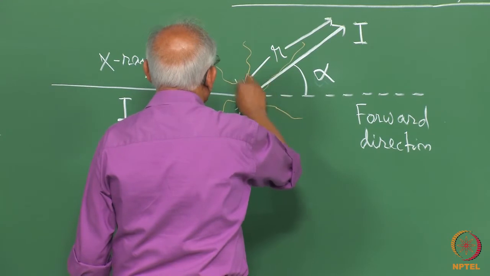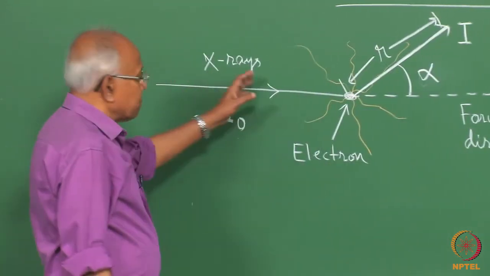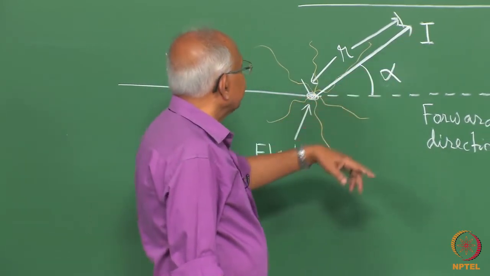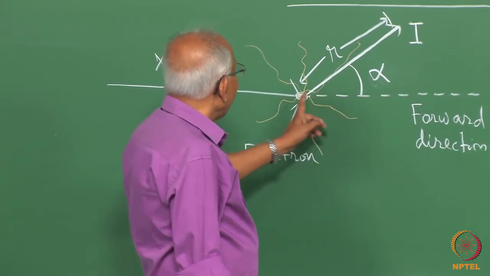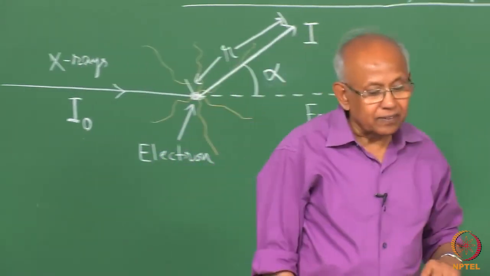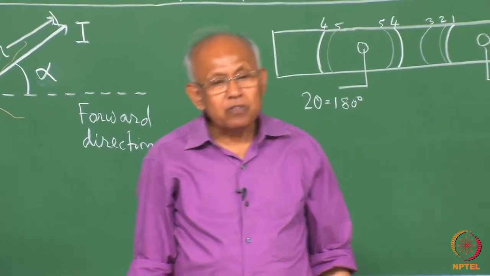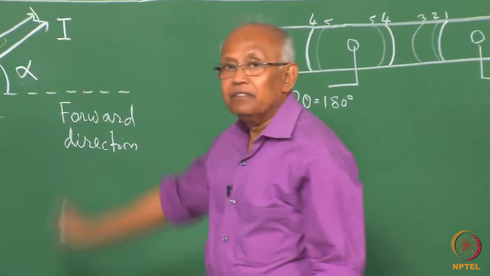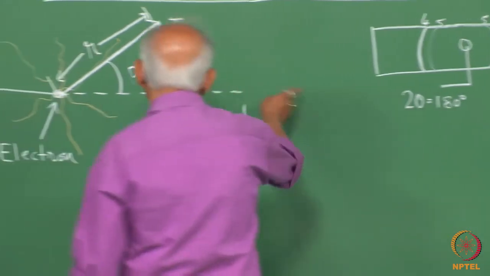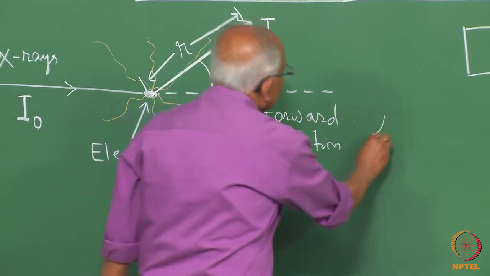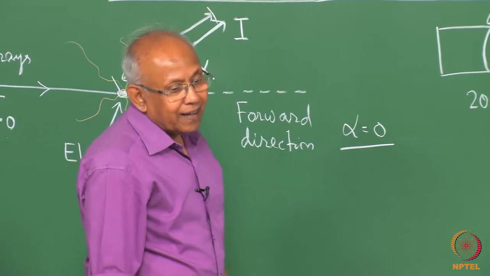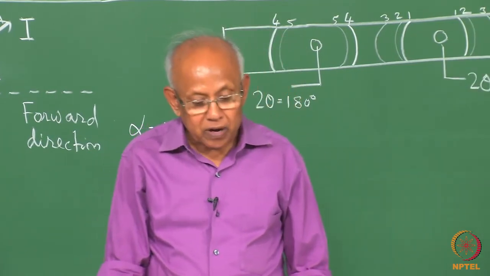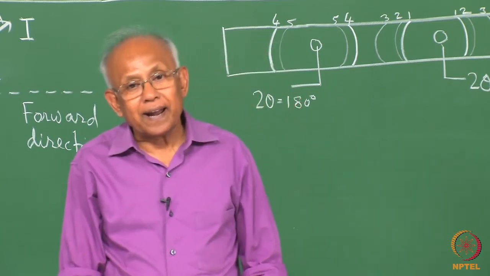So, according to J. J. Thomson, if an X-ray beam of intensity I0 is incident on an electron, then the intensity that will be scattered in a direction alpha with the forward direction at a distance r from the electron will be given by this expression. So, you see that the intensity of X radiation scattered in different directions will be very different. And for the forward direction, alpha is equal to 0. Now, the first factor which I am going to discuss is the polarization factor.